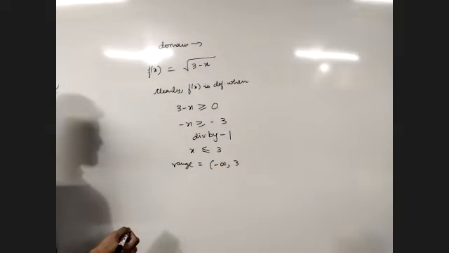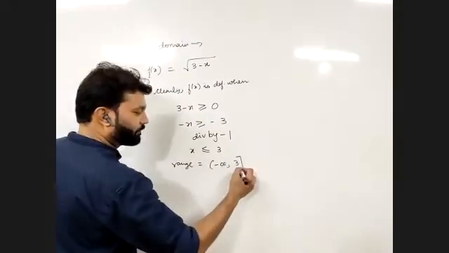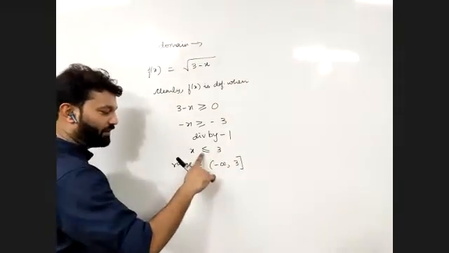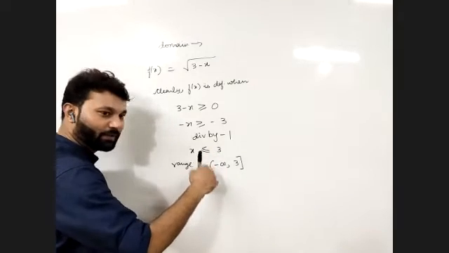Open, closed? Closed. Why closed? Because of the equal to sign. So if it is equal to sign, closed. If the equal to sign is not there, open. Open means round.